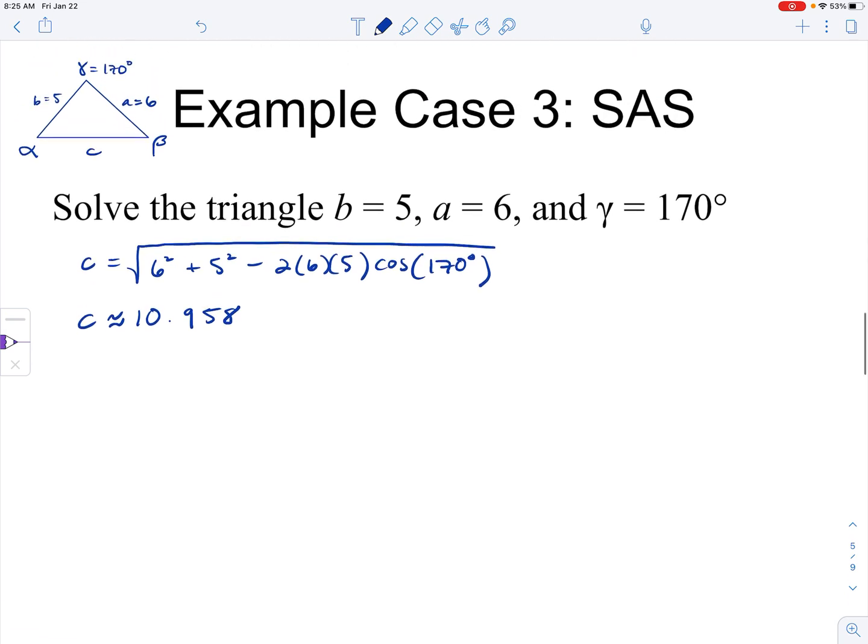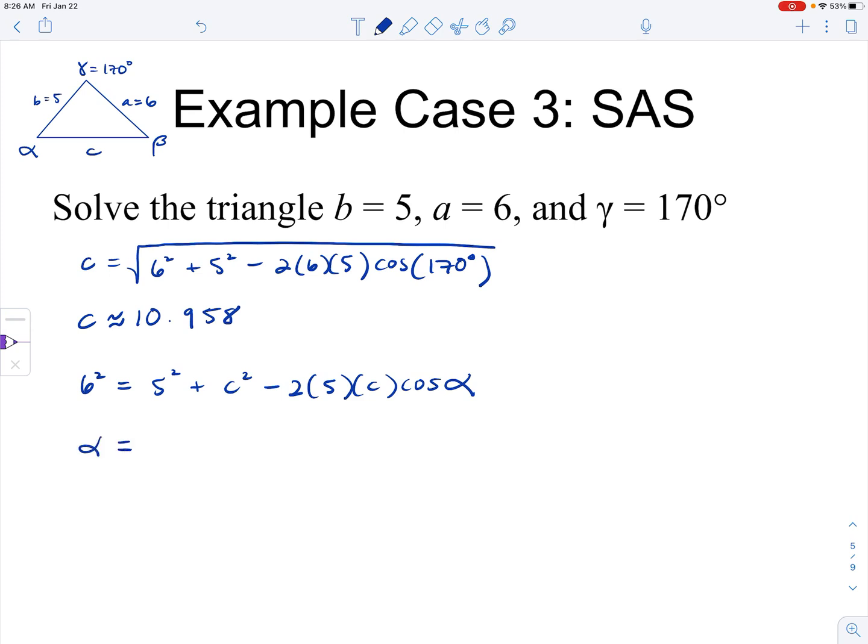Make sure you store the exact value under a letter on your calculator so that you can use it for the next step. Why don't we solve for alpha? We'll just go in order. If I'm solving for alpha, on the left side I'll have 6 squared equals 5 squared plus c squared. And I'm just writing c to represent the exact value of c since I have that stored in my calculator. So minus 2 times 5 times c times cosine of alpha.